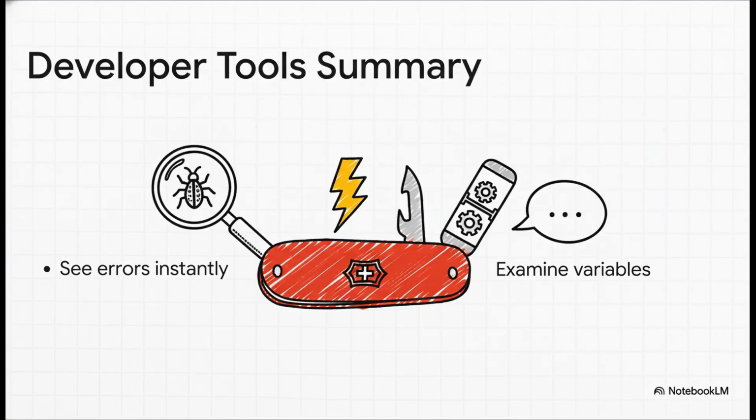So let's just boil it down. The console takes those invisible errors and makes them totally visible. It gives you a live sandbox to run commands and test your ideas. You can peek inside your variables to see what's going on. It's honestly the most important tool you'll learn.